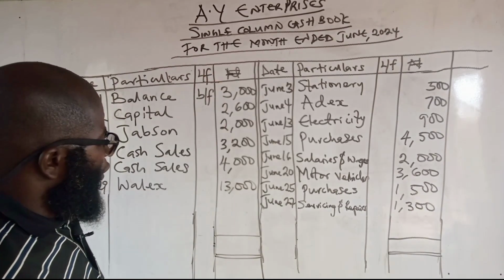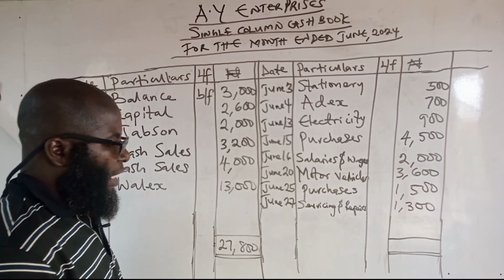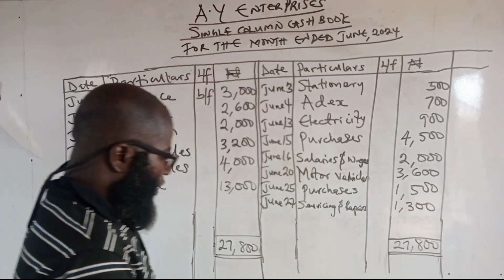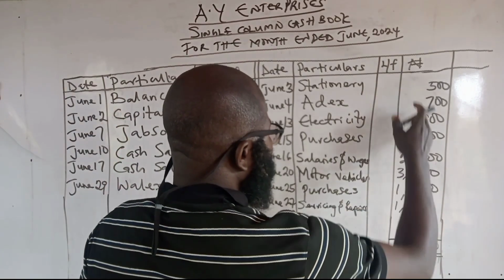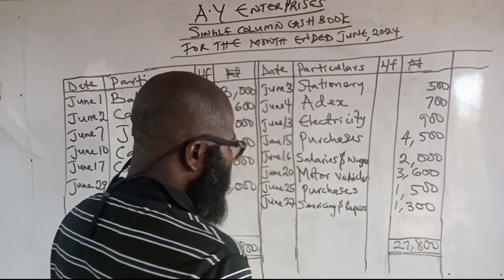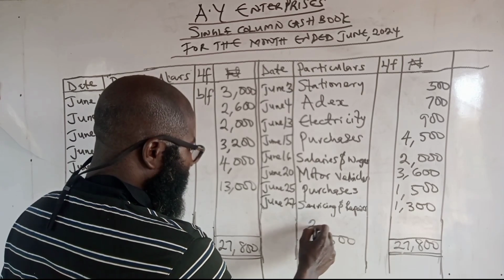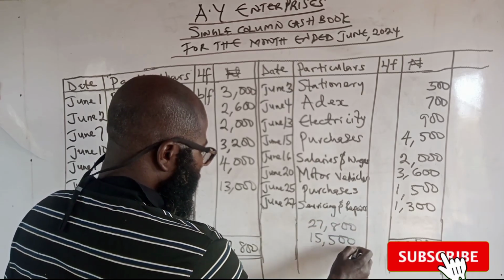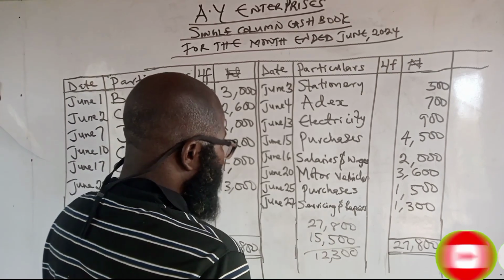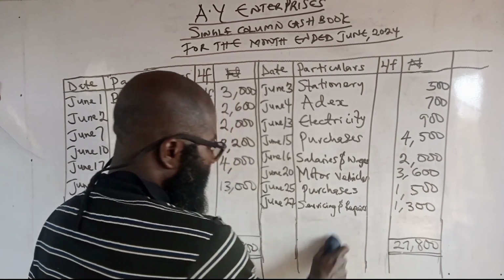The total figure we are having here is 27,800. Then you are going to put the same thing there, 27,800 naira. Then you add all the figures we're having on the credit side together. The total figure we're having here is 15,500 naira. Then you take it away from 27,800. So we're having 12,300 naira as the balance.